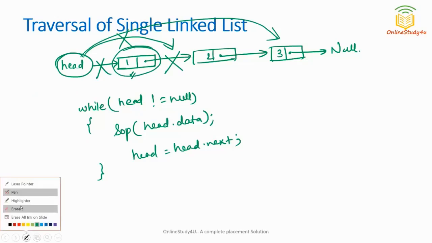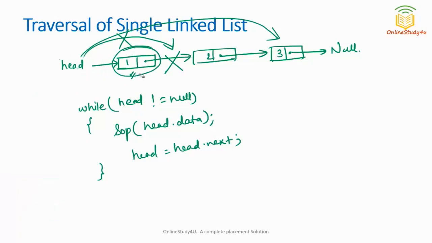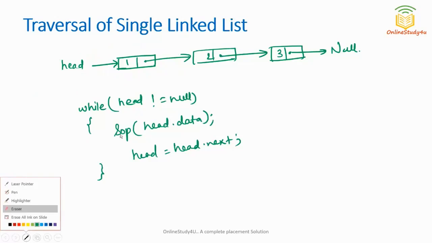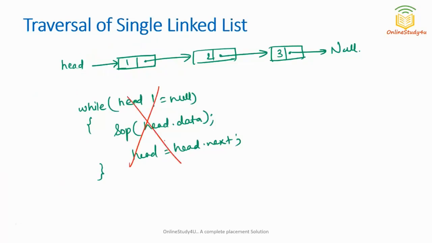So for that we can create a copy of this head. How can we create a copy of this head? We can create a new node reference. Let me use another color. So this code is wrong. Why? We cannot change the reference of the head, because if we remove this head reference, there is no object reference which is pointing to this node.